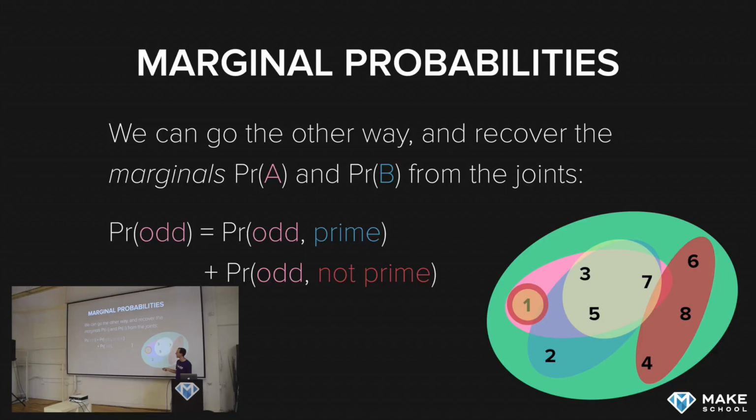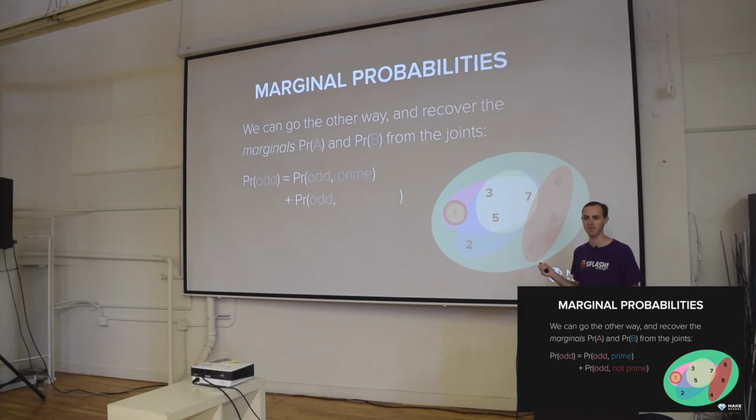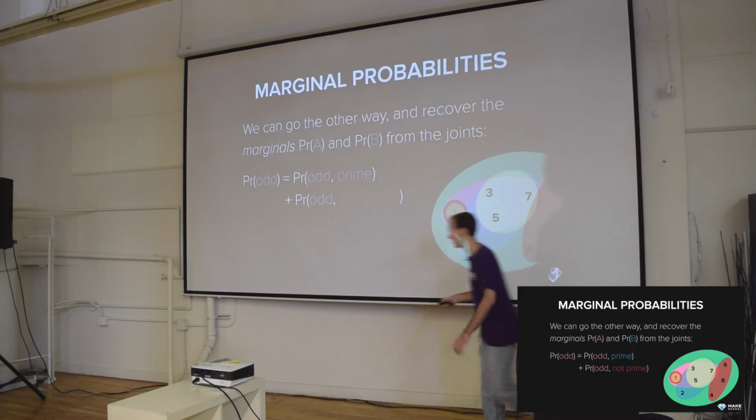Let's say we want to figure out the probability that the roll is odd. Well, I can write that as a sum of two terms. One term where the roll is both odd and prime, and another where it's odd and not prime. So it's clear this covers all possibilities for the die roll to be odd, right? Because the roll is either prime or it's not prime. So looking at the picture here, let me move over here so I'm not blocking it.